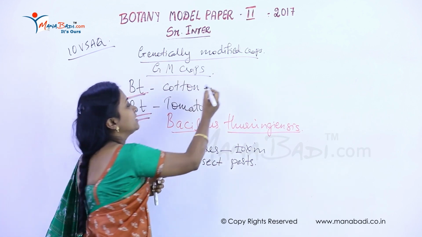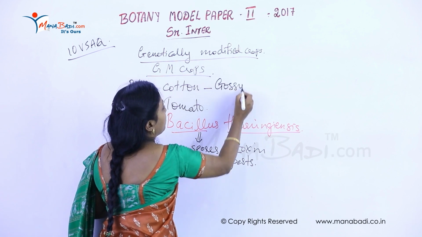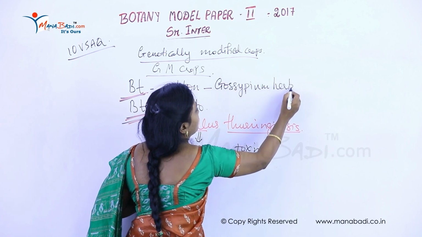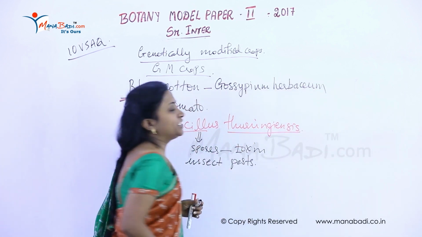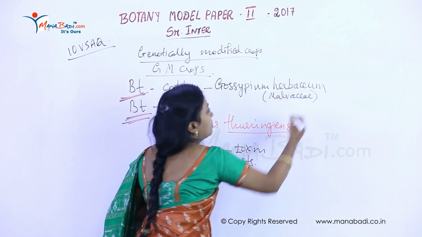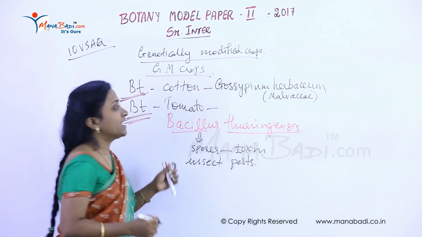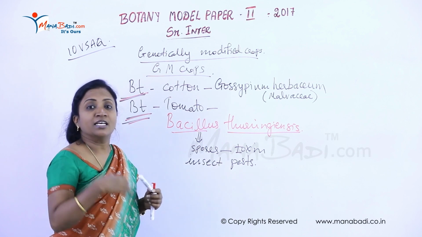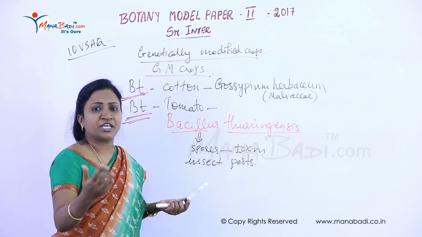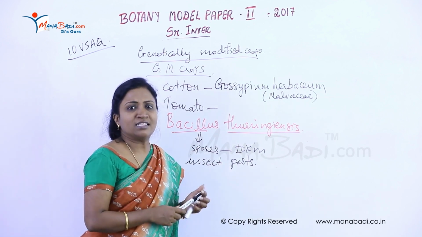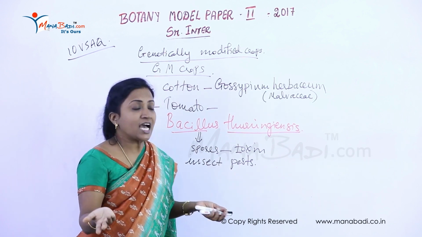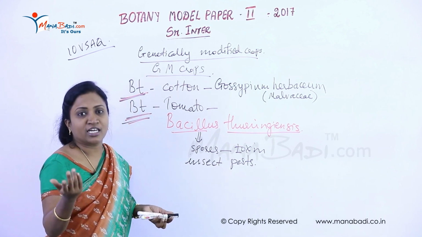Again remember, the botanical name of cotton is Gossypium herbaceum, which belongs to the family Malvaceae. That is BT cotton, which is a genetically modified crop, or you can also call it a transgenic plant. We will also be discussing the same in the case of transgenic plants which are made resistant against pest or pathogenic control.